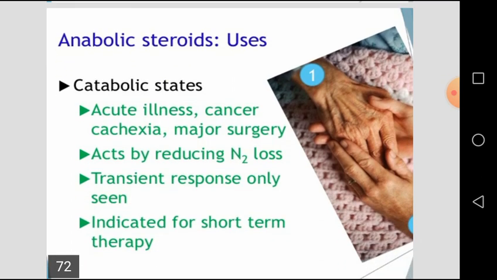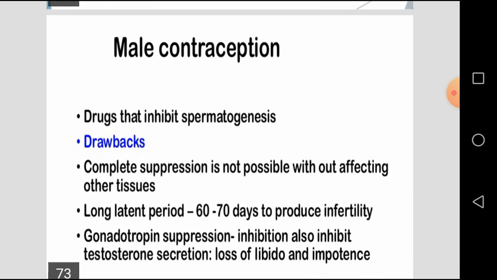Anabolic steroid uses are in catabolic states like acute illness, cancer, cachexia, and major surgeries, where they act by reducing nitrogen loss. Only transient responses are seen, and they are indicated for short-term therapy.